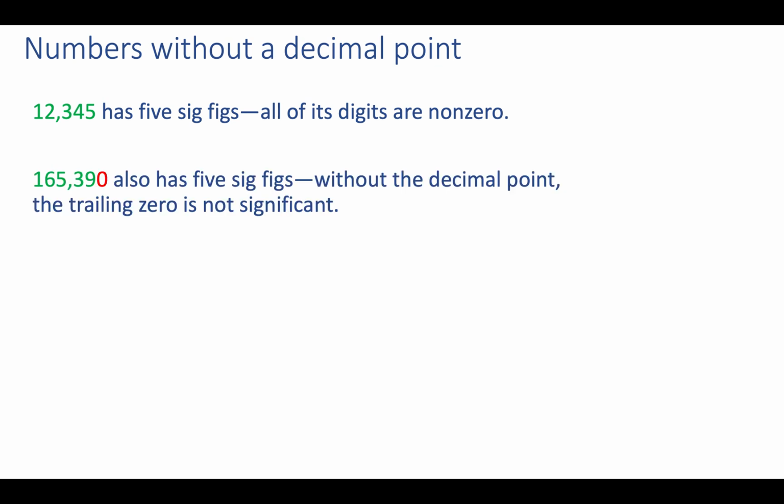No worries there. But for a number like 165,390, we have a trailing 0 there, but we don't have a decimal point. We know that in order to be significant, it either has to come after the decimal point or before a decimal point and after a non-zero digit. So what do we do here? Well, in this case, we don't consider our 0 to be a significant figure because we don't have the decimal point to tell us that it's significant.